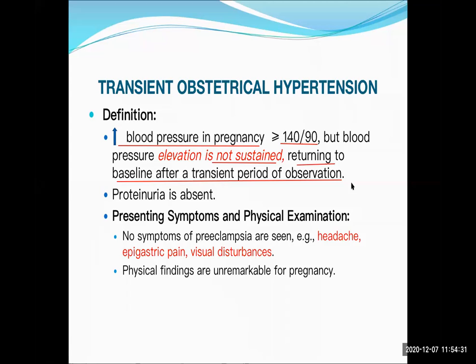But this particular situation occurs during pregnancy. Here, proteinuria is absent, and in the presenting symptoms and physical examination findings, there are no symptoms of preeclampsia seen, like no headache, no epigastric pain or hypochondriac pain, and there should not be any visual disturbances. Physical findings are unremarkable for pregnancy. There are no other extra findings. So this is transient obstetrical hypertension.